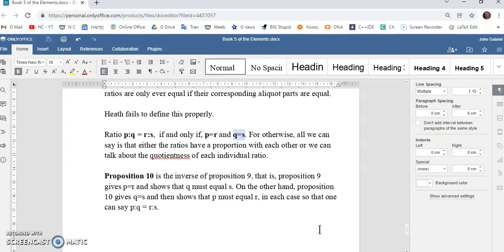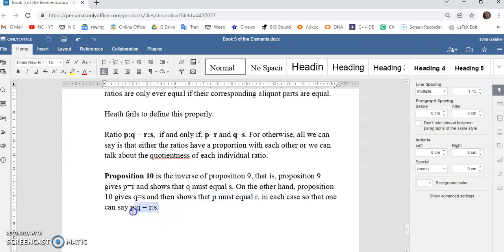Now, proposition 10 tells us the inverse of proposition 9. That means proposition 9 says P is equal to R and shows that Q must then equal S. On the other hand, proposition 10 tells us that Q is equal to S and then shows that P must then equal R. In each case, one can say that P colon Q, or P in ratio to Q, is equal to R in ratio to S in terms of not only measure but in terms of ratio as well.